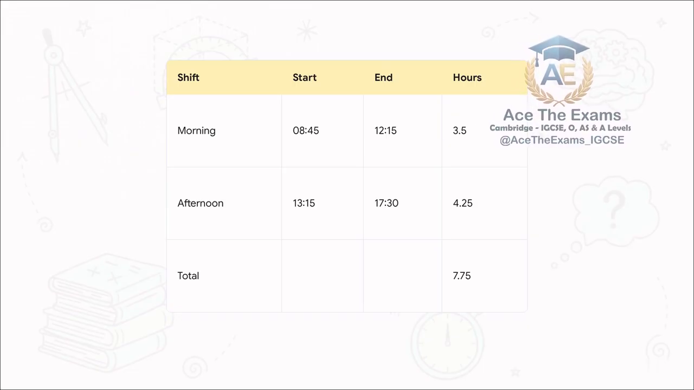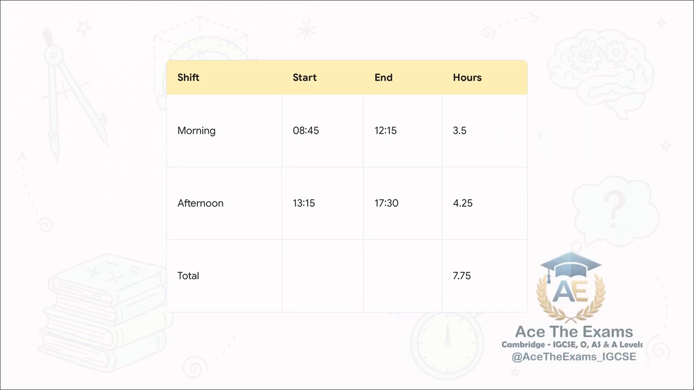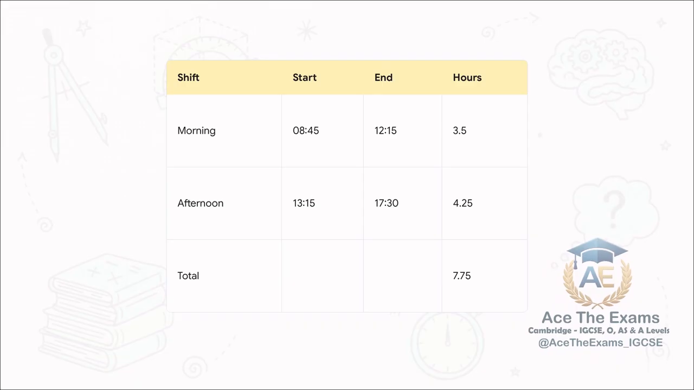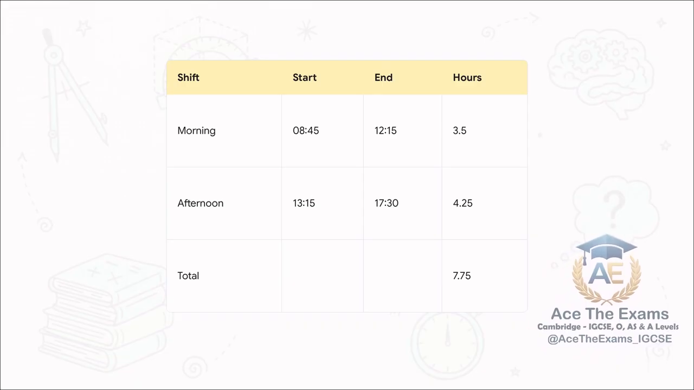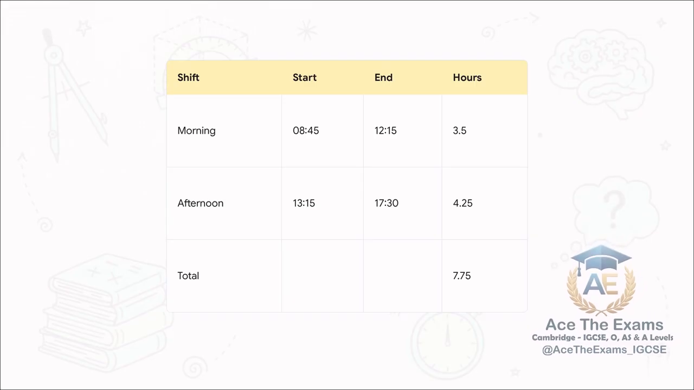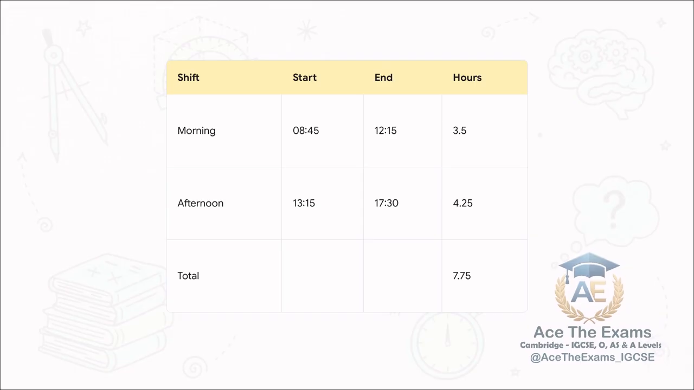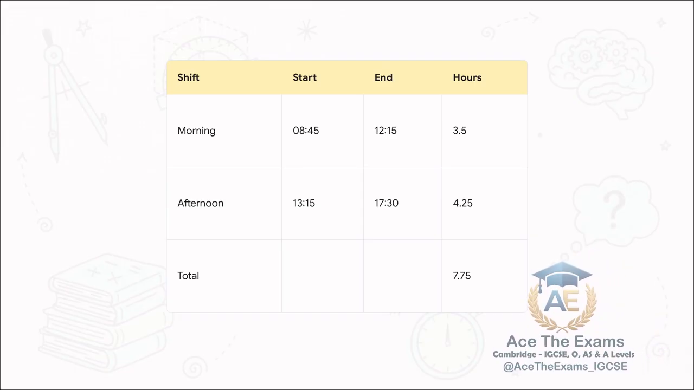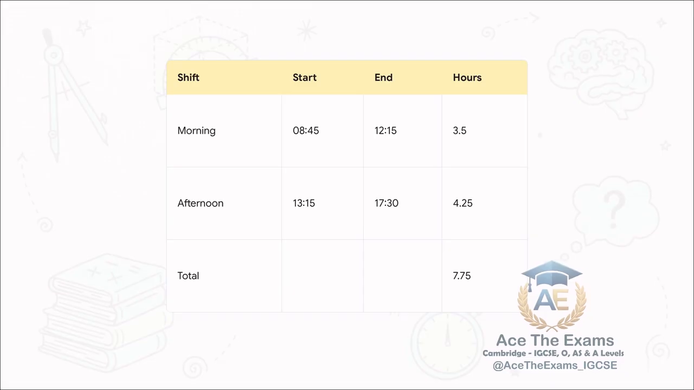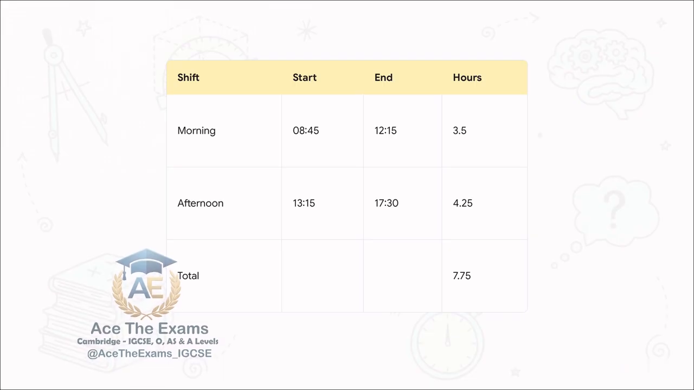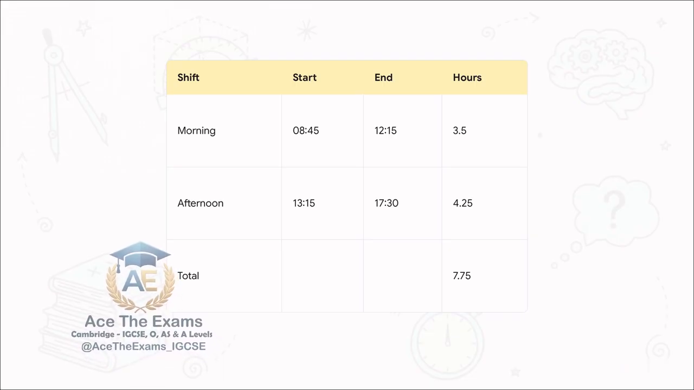Her morning shift runs from 8:45 to 12:15. If we step up to 9 o'clock, that's 15 minutes. From 9 o'clock to 12 o'clock is 3 hours, plus 15 minutes to get to 12:15. That is 3 hours and 30 minutes, or 3.5 hours. Her afternoon shift is from 13:15 to 17:30. 13:15 to 17:15 is exactly 4 hours, plus 15 more minutes to get to 17:30, which is 4.25 hours in decimals. Adding 3.5 and 4.25 gives us a solid 7.75 hours per day.